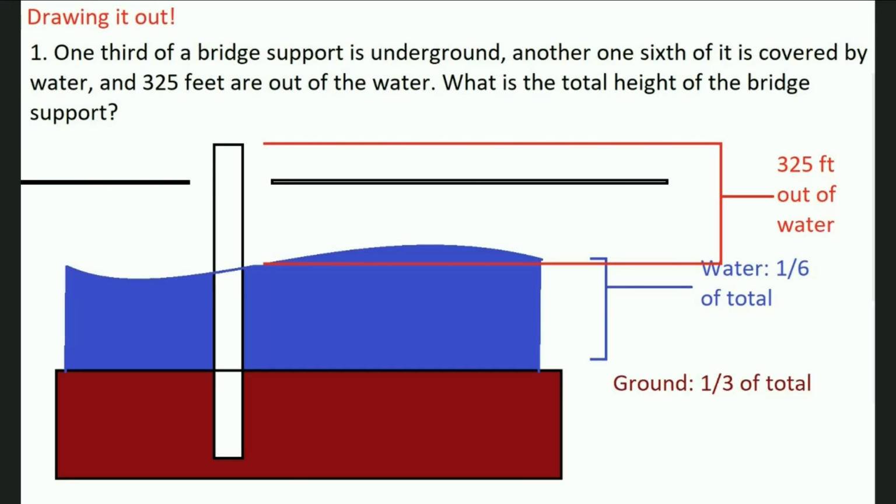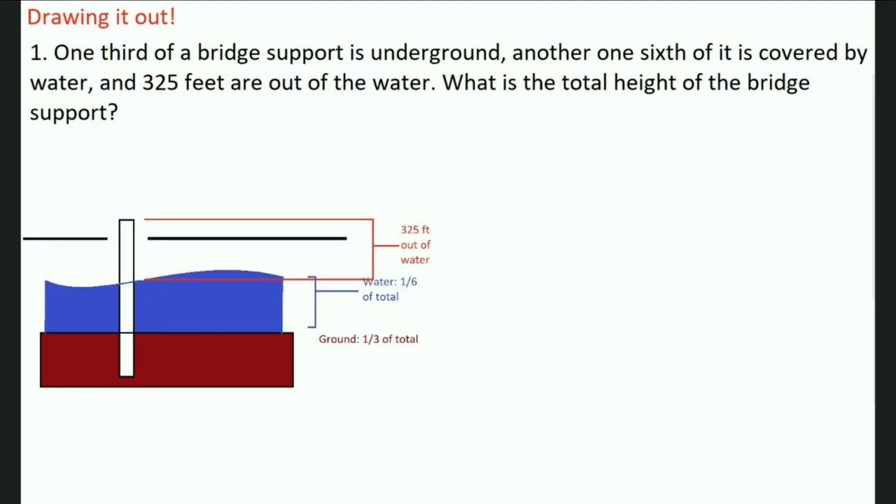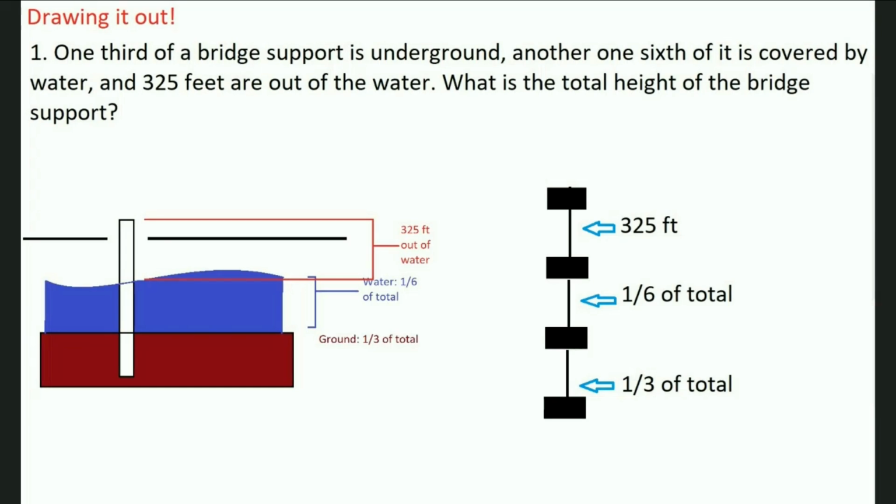All right, let's think it through. First, let's put this problem in perspective. Let's make ourselves some space, and let's actually divide this into thirds. So we know 1/3 of this bridge is underground, 1/6 of it is sitting in the water, and 325 feet of this thing is sitting out of the water. All right, so the next step we're going to do, 1/3 is the same as 2/6, and just for fun, I'm going to convert my 1/3 to 2/6. It's the same fraction, I'm just changing my denominator so that everything is the same. So that's going to make it a little bit easier.